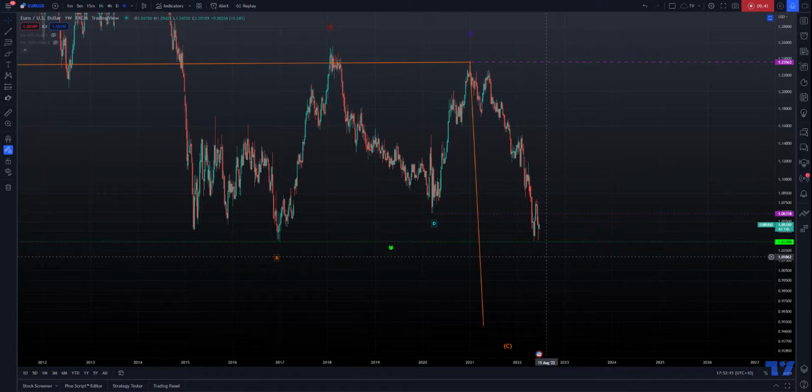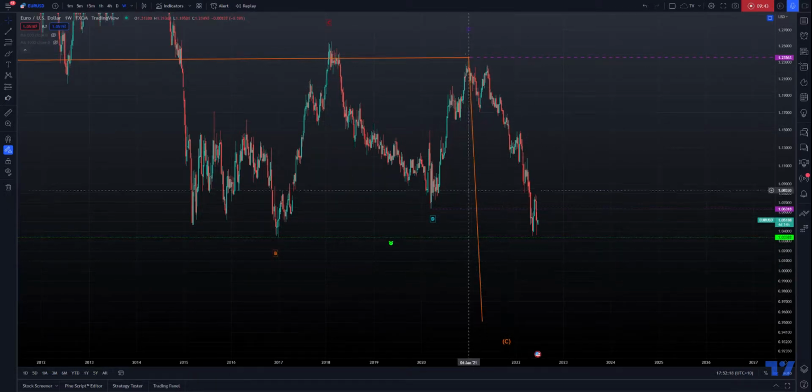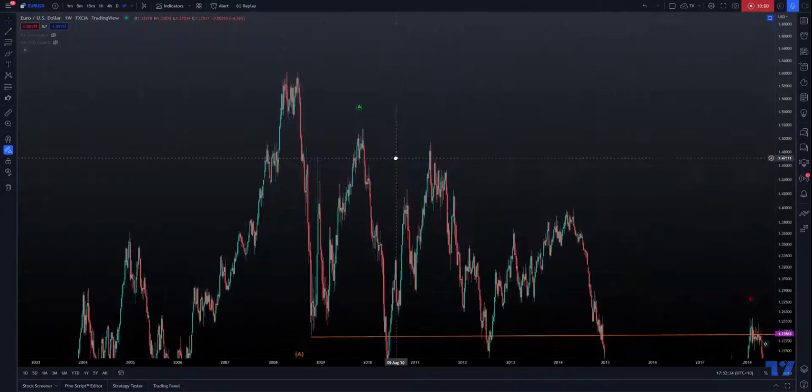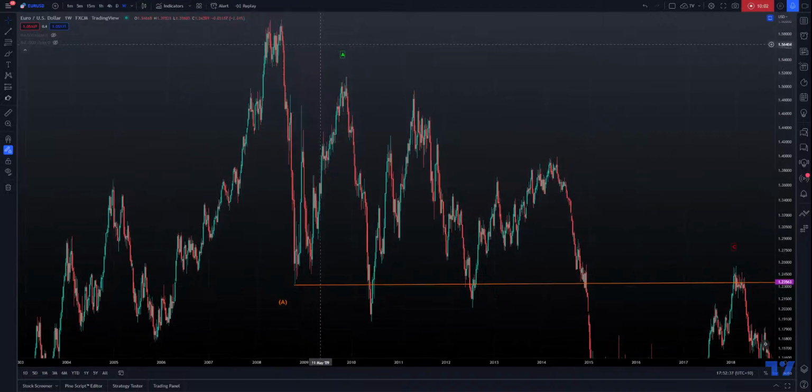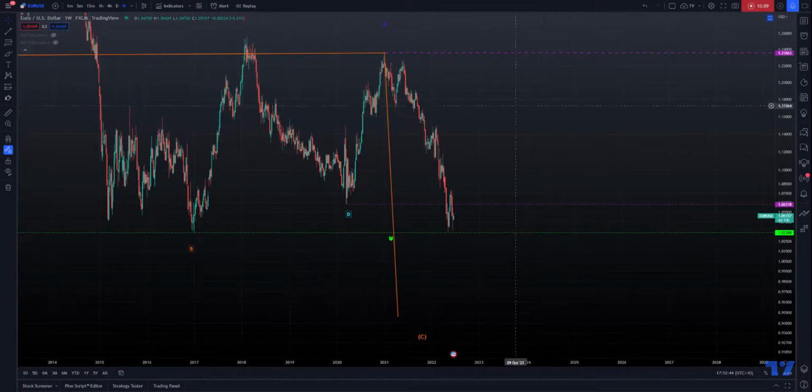Okay. Now, wave C does not have to be exactly the length of wave A. In fact, sometimes it can be shorter. Okay. And we can definitely tell that so far wave C is weaker than wave A, right? So if you go back to wave A, which was what happened in the GFC, it was a pretty sharp move, right? But you can see already that this is not that sharp. So there's weakness in the market, in that respect.